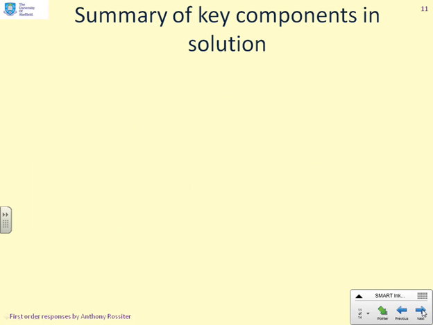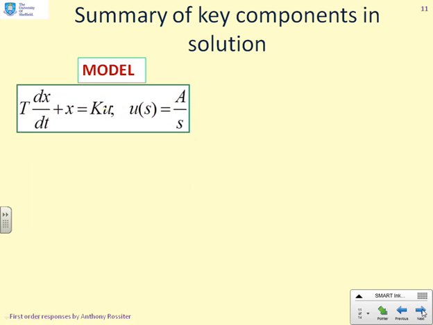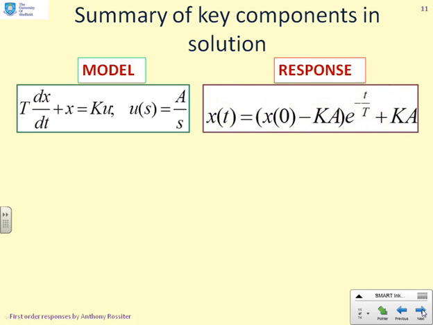So what have we got now? A summary of some key components before we move on. Here's the model: T dx/dt plus x equals ku. That's our first order model, and we're assuming that the input is a step. Here I've written A over s, so a step of magnitude A. For this type of model, the response is given as x of t equals (x(0) minus kA) e to the minus t over T, plus kA. So that's what we've learnt in this particular video.